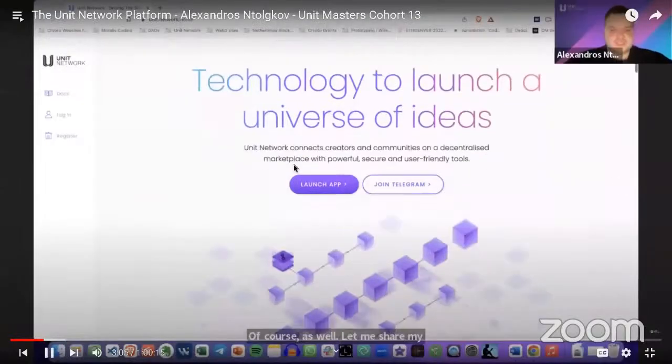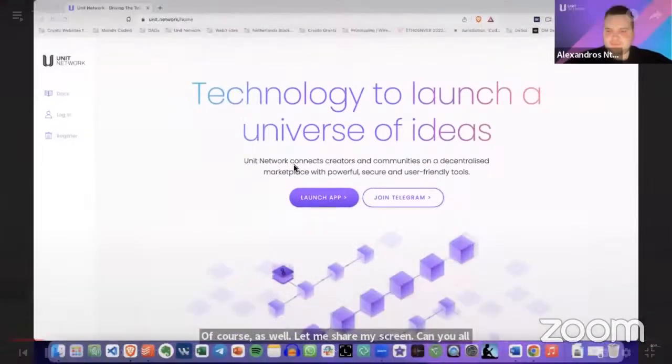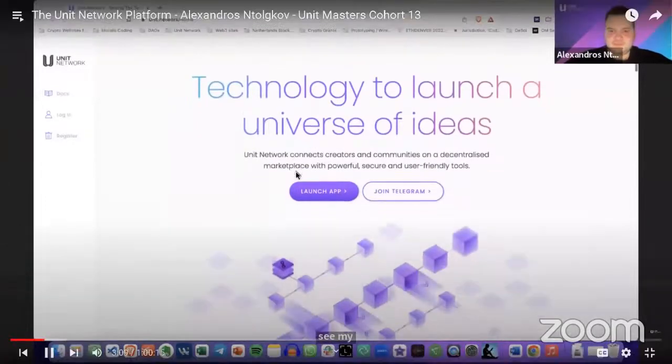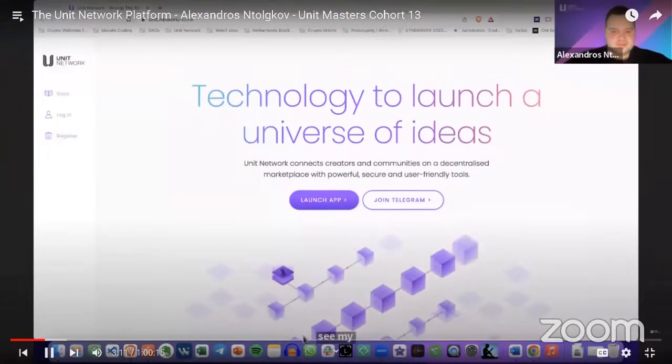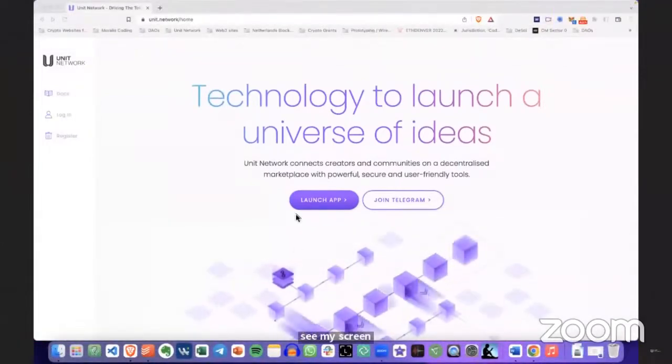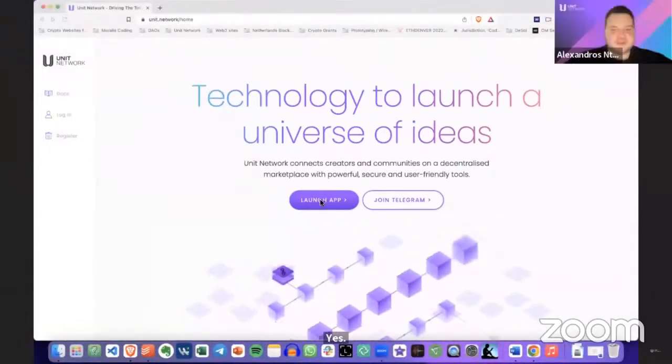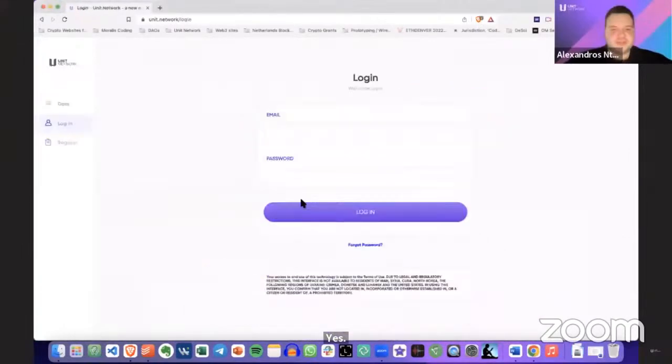Can you all see my screen? Yes. Okay, wonderful. Before we start, I will go on launch up, of course, then I'll have to put in email and password. But has everyone here created a Unit Network account?